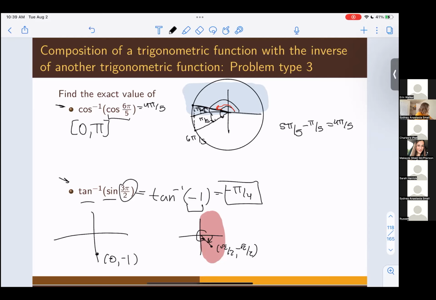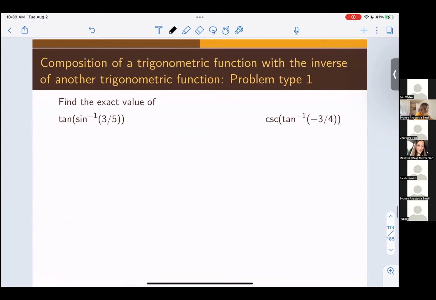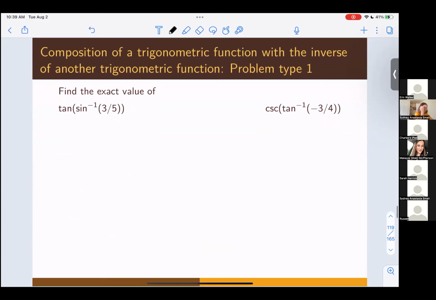Okay, so let's try these two examples, composing different trig functions with inverses of another trig function. I want to find the exact value. Let's start with the tangent of inverse sine of 3/5. So let's not focus on what the 3/5 means for now. Let's just start by thinking about tangent of theta. We want to find the tangent of some angle theta. That's essentially what we're doing. Sine inverse of 3/5 will give us what theta is, but we're just trying to find the tangent of theta. So that means that theta is equal to sine inverse of 3/5.